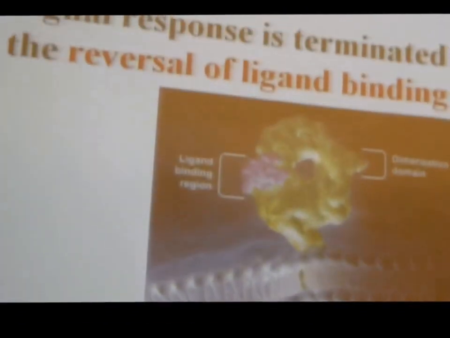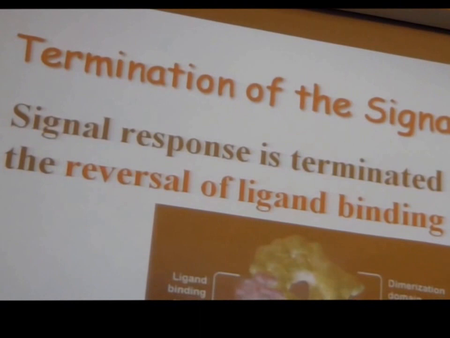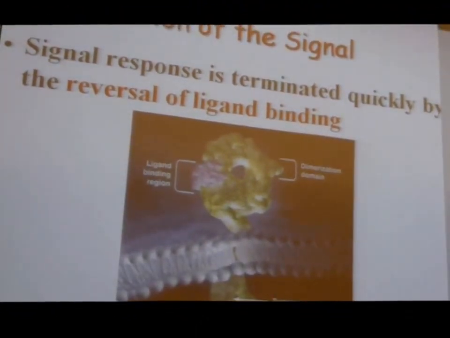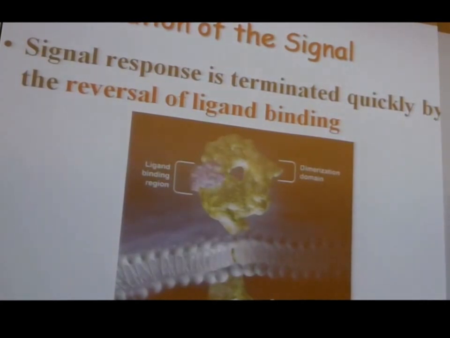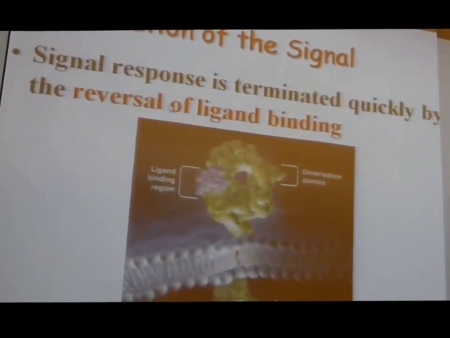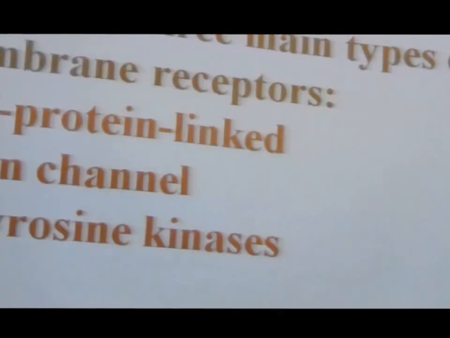Termination of the signal. So you don't want the signal to remain forever. Okay, if you send a hormone out, you don't want it to keep going on and on forever. Otherwise, you'll be teenagers for the rest of your life. Something like that. So basically, what happens is after a while, the binding is going to reverse, and it's going to drop off the receptor.